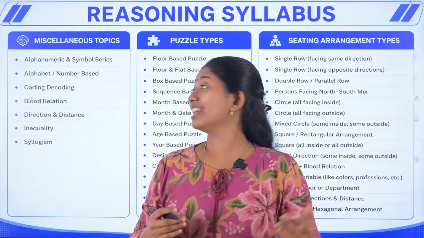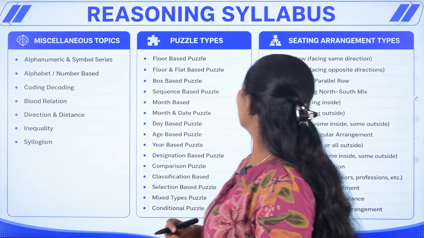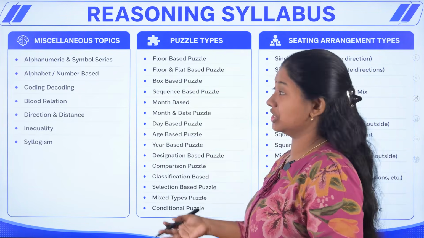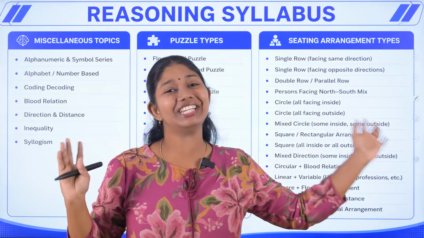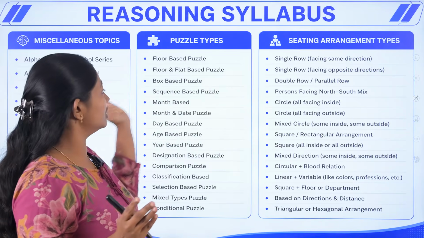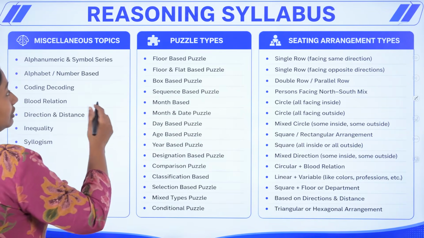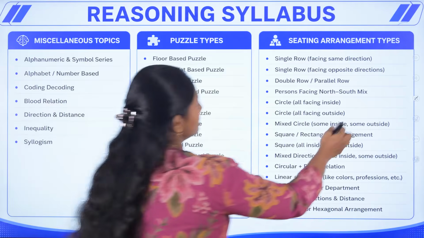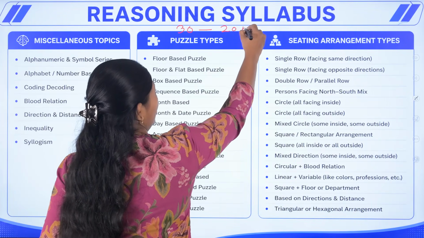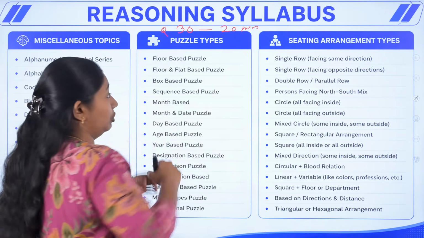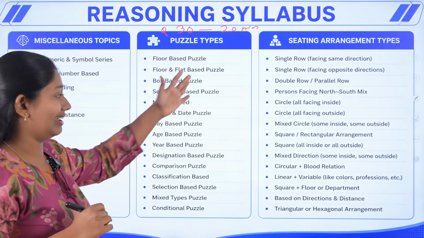prelims exam. So let's have a look at the reasoning section. So this is the reasoning syllabus which is divided into miscellaneous topic. We have the puzzle and then we have the seating arrangement. So this way if you look at it, total questions is 30 questions, 20 minutes. Questions are 30. So how they will divide, how they are being divided, let's see.